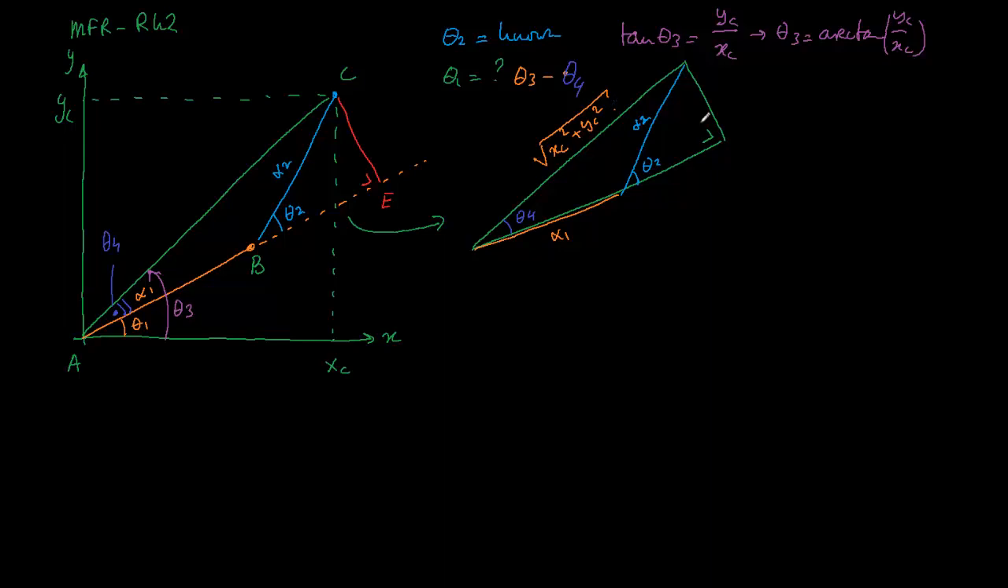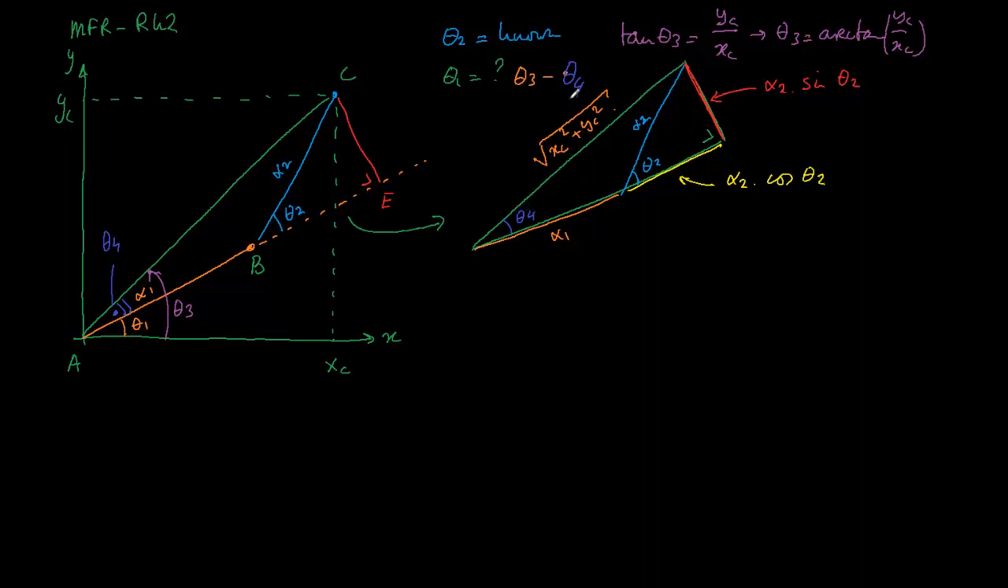So how about this red side? Could we determine that? This side will be alpha 2 times the sine of theta 2, which is known. This part over here, maybe in yellow, would be alpha 2 times cosine theta 2.